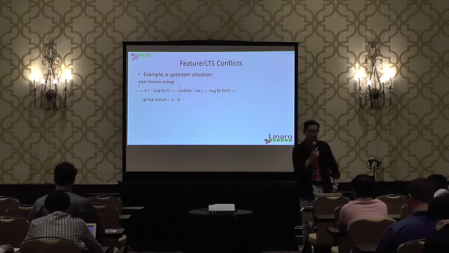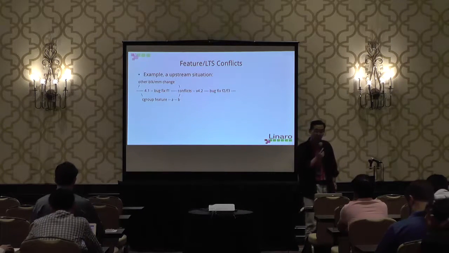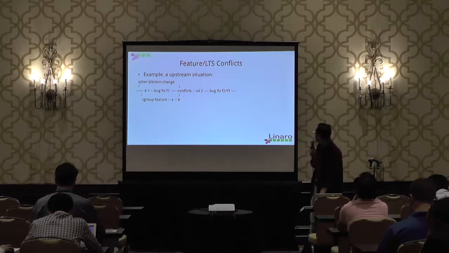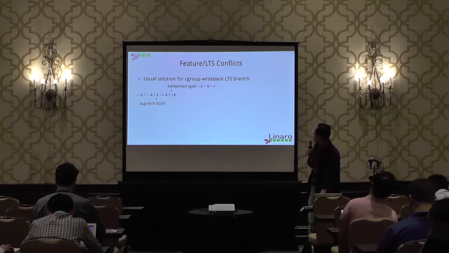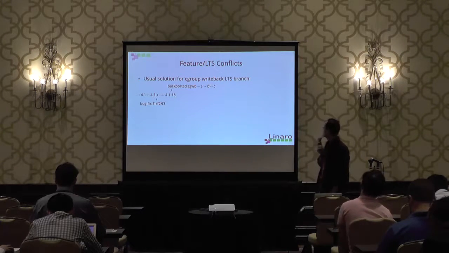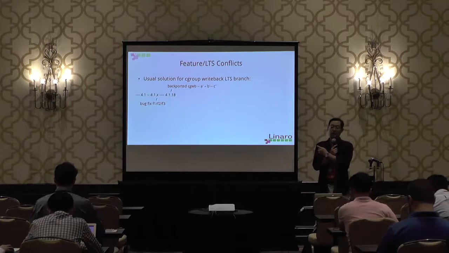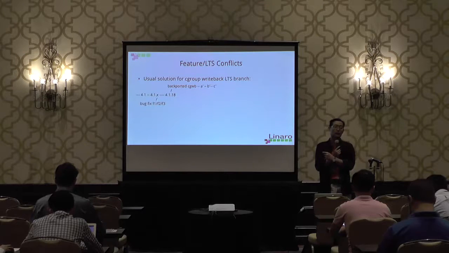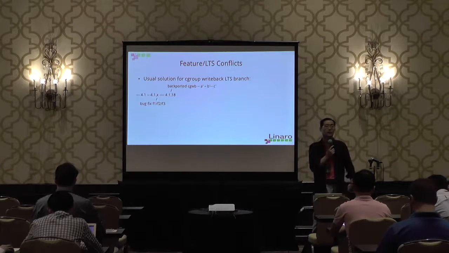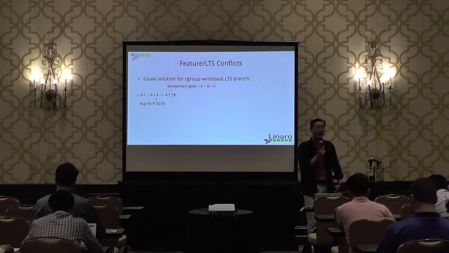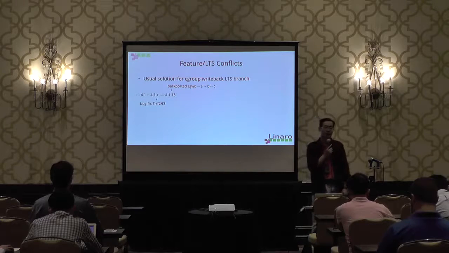My example here is that the LTS has picked up lots of bug fixes from upstream. We can see here some bug fixes F1, F2, F3 that were introduced to LTS 4.x. Actually, these bug fixes were also modified by the contributor. Those bug fixes are not exactly the same as the upstream commits. So they already made some changes for LTS. Is that okay for my answer? Yeah, thank you so much. Okay, thanks.